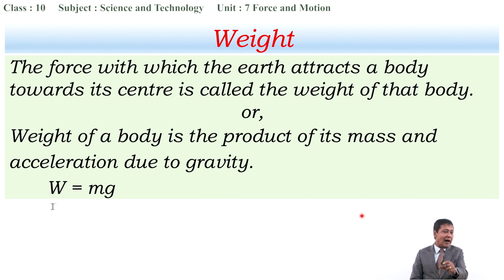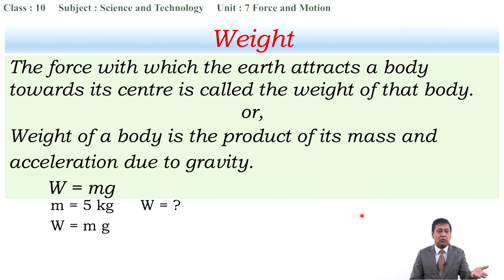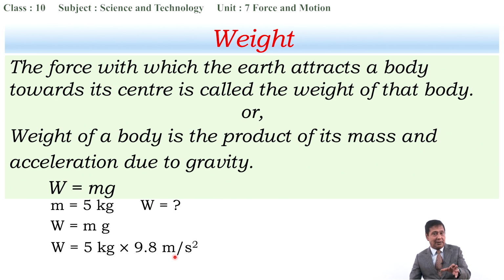If we are given a 5 kilogram mass and we have to calculate its weight, then using the formula W equals mg, we can take 5 kg in place of m, and in place of g we can take 9.8 meter per second square, because this is the standard value of small g. Using this value, 5 into 9.8 gives 49, and kg meter per second square is Newton. Thus, we can calculate the weight of the body. If mass is known, then its weight can be calculated easily by using this equation.